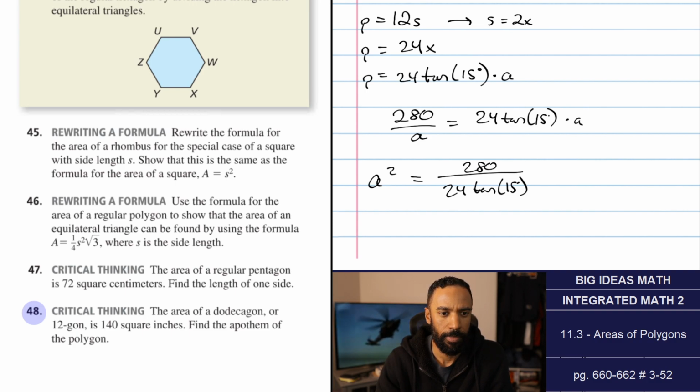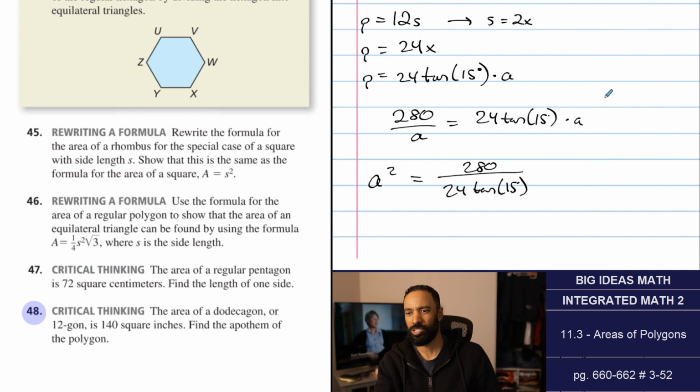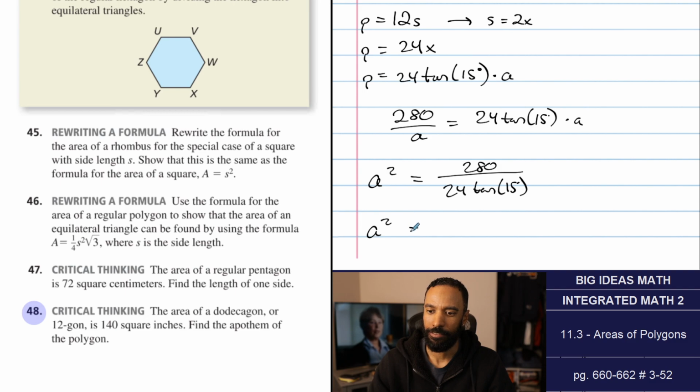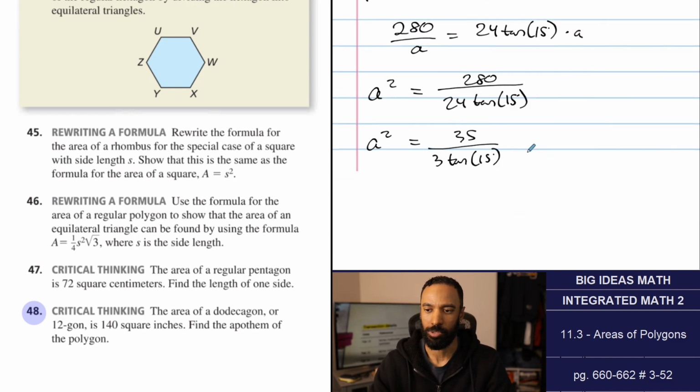280 divided by 24. Oh, it's 11.6 repeating, so it's not a perfect one. What's that fraction? It's 35 thirds. So A squared is 35 over 3. I guess that doesn't matter. I'm still going to be taking the square root. I wanted to try and get kind of a decimal answer.